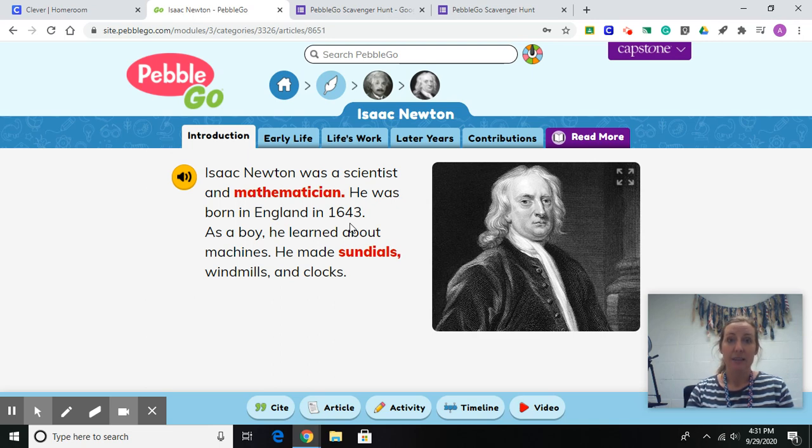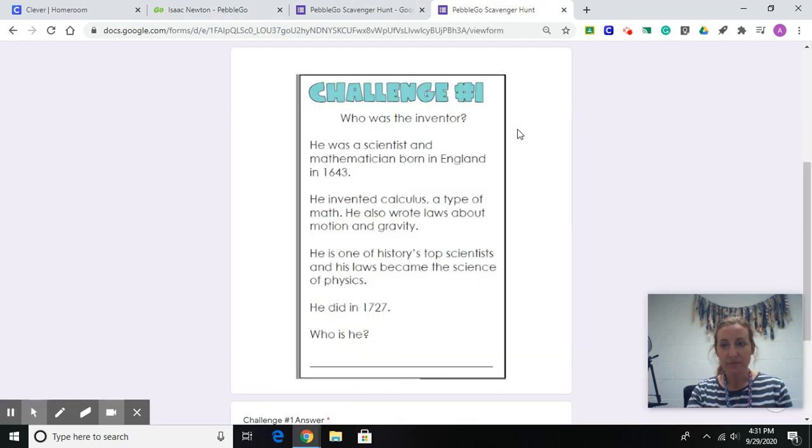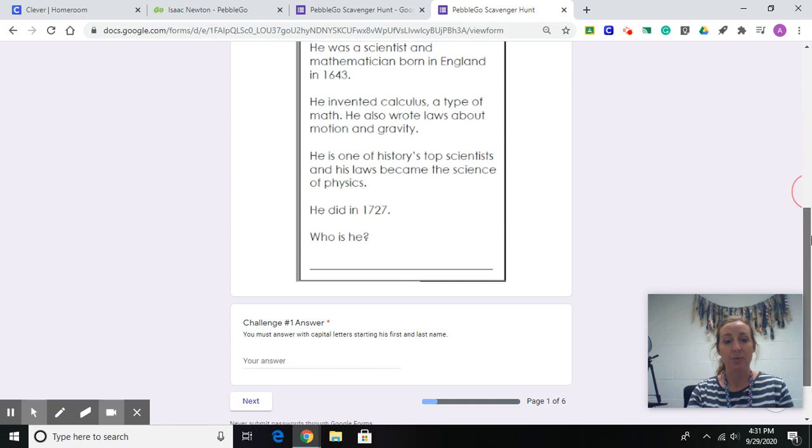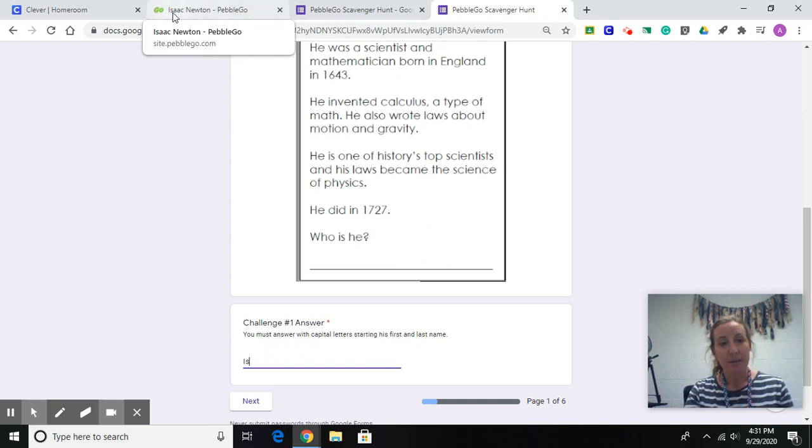Now, I'm going to have to type his name as an answer. So if I have a scratch sheet of paper and I want to write it down, I can do that, or I can just go back and forth. So I'm going to go back to my form, and there's not a place for me to type in this. It won't let me type in that. I have to go down below where it says challenge number 1, answer. And it says you must answer with capital letters starting his first and last name, just like you do your name. So if I have to, I can type. And if I have to go back and figure out, oh, well, it's up here in my tab, isn't it? I can just use that.